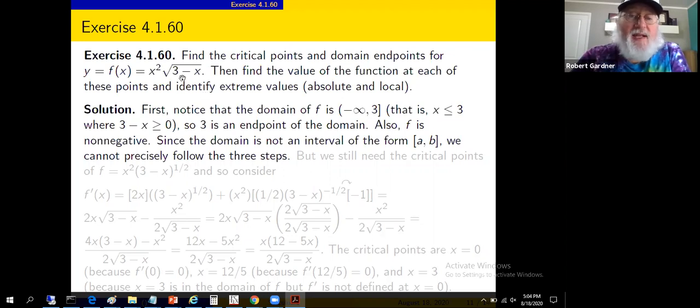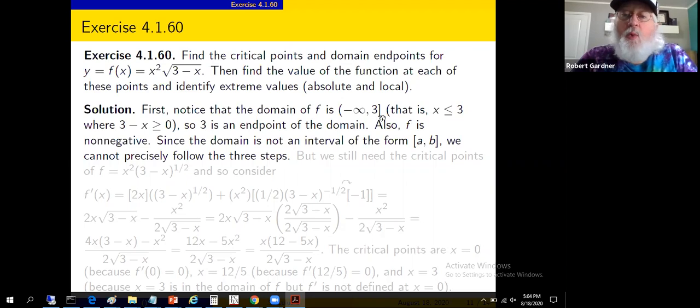This function is continuous where it's defined, so it's continuous on its domain, but its domain is not a closed and bounded interval. The extreme value theorem does not apply. All right, extreme value theorem told you conditions under which you get absolute maxes and mins. It doesn't apply. Well, we may not get absolute maxes and mins. I think we get an absolute min and we don't get an absolute max.